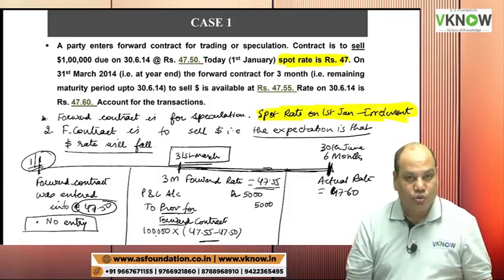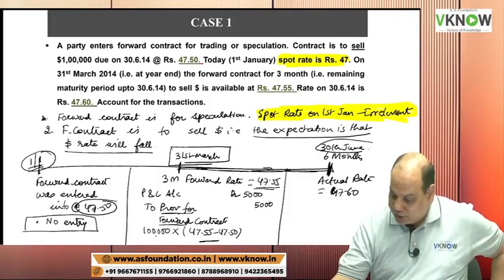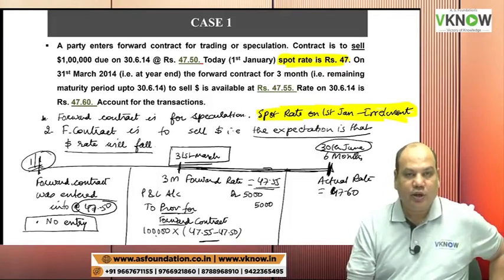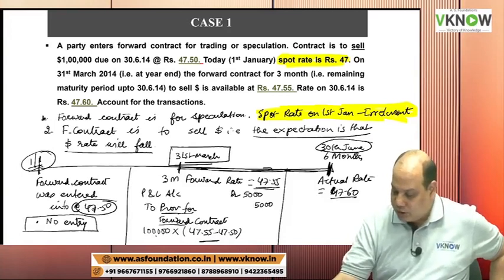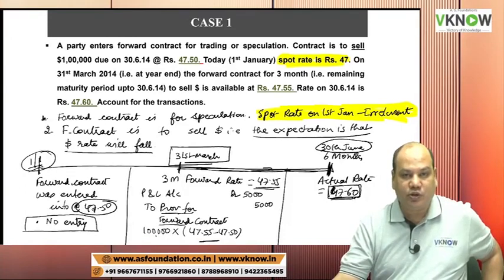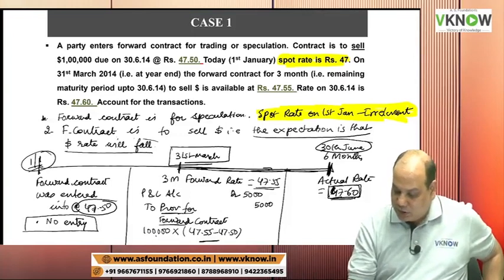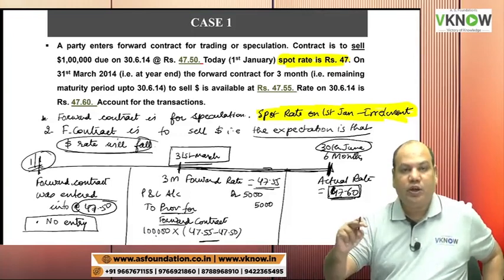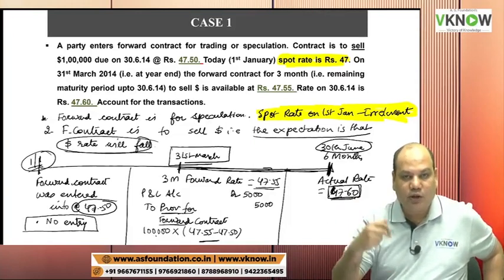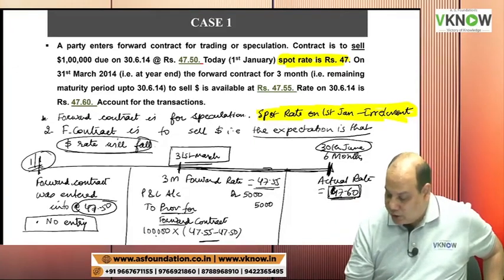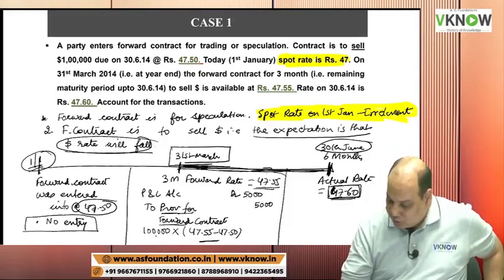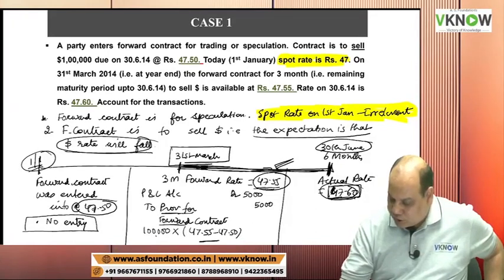Now I will go to maturity date. The maturity date is 30th June. What did I find? I found that the rate actually is now 47.60. I was expecting the rate will fall, but the rate has gone up. So already I have recorded a loss of 5,000 rupees. Now I am going to compare these two numbers. This is called mark to market.